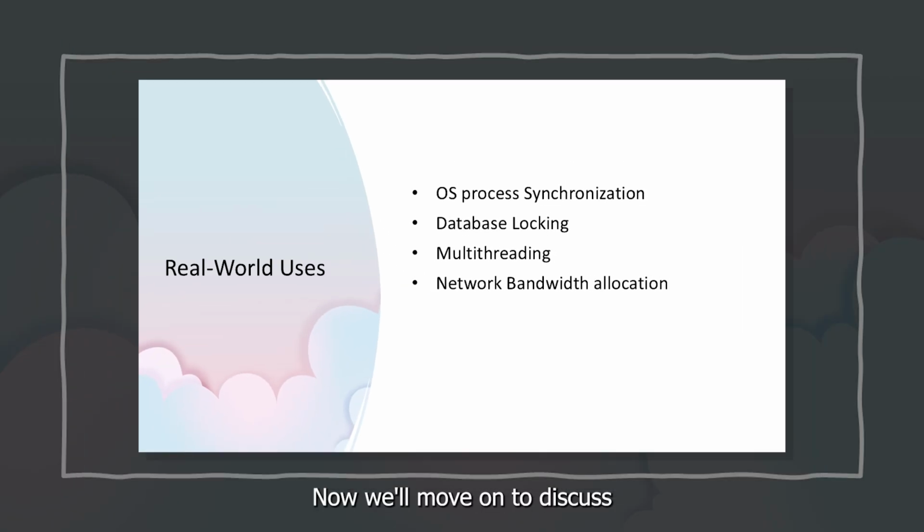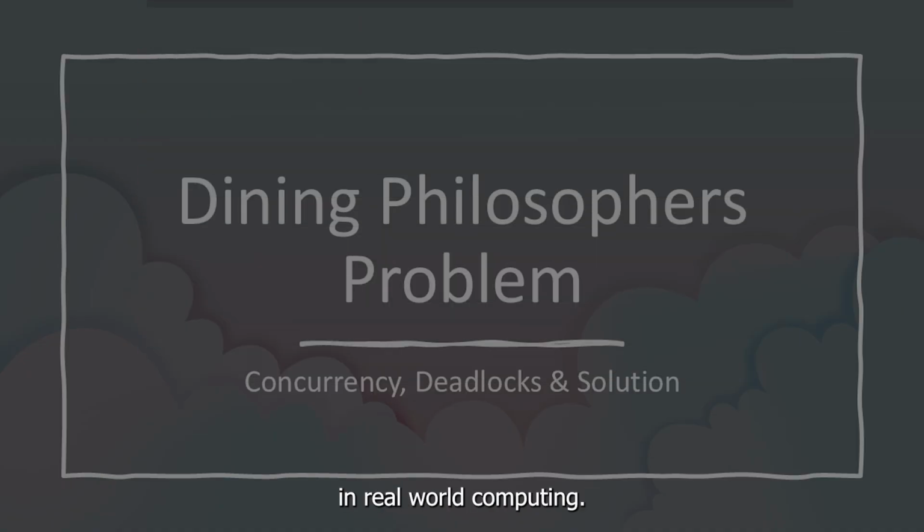Now, we'll move on to discuss some real-world uses. This problem is not just theoretical. It models real issues in operating systems such as process synchronization and database locking. It also appears in multi-threading, where threads compete for shared data, and in network systems where bandwidth is limited. So the concept is very useful in real-world computing.